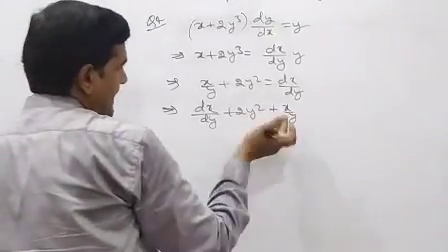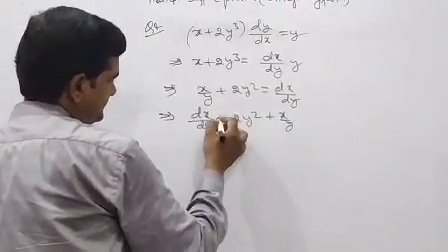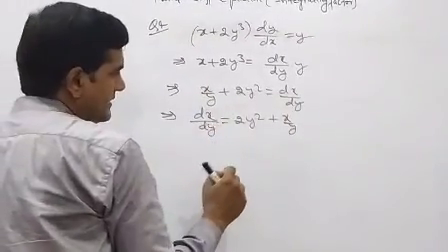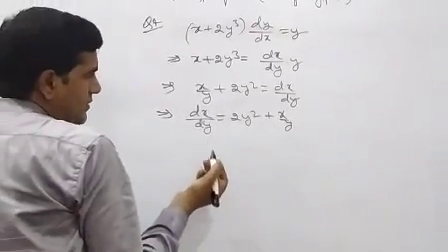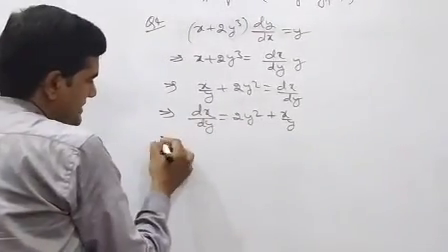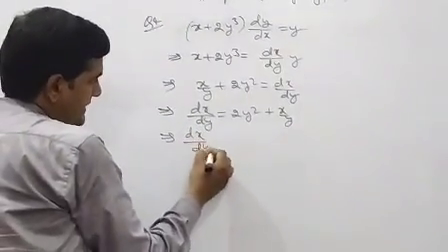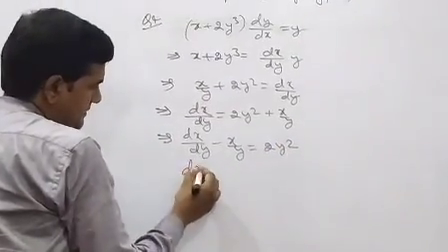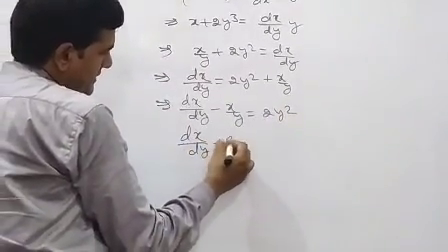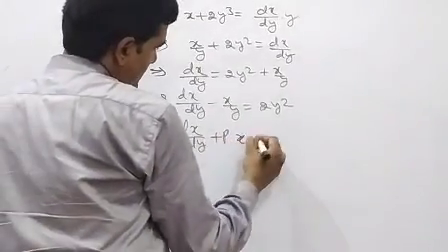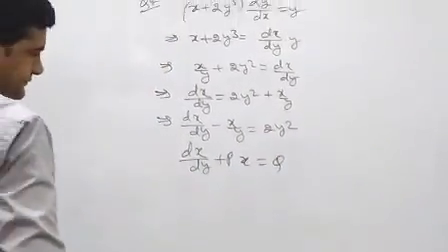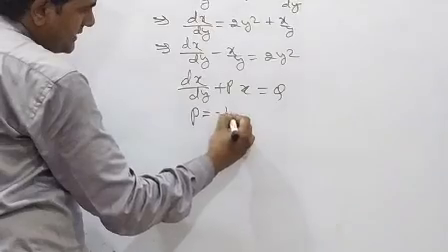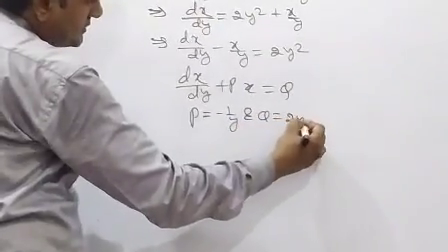Either we can write here dx by dy is equal to 2y square plus x by y. Clear? Now what we have to do? This term we transfer to this side. dx by dy minus x by y is equal to 2y square. Now compare this question to dx by dy plus Px is equal to Q. Clear? Now x is cancelled and P is equal to minus 1 by y and Q is equal to 2y square.